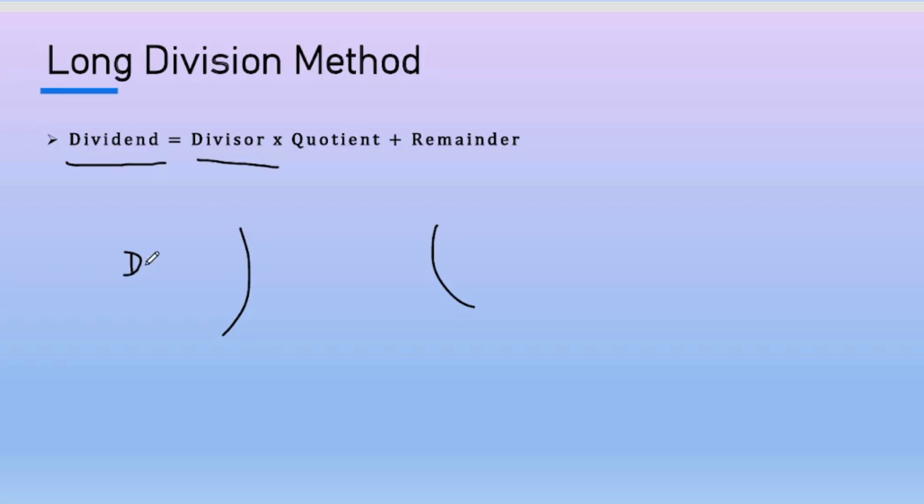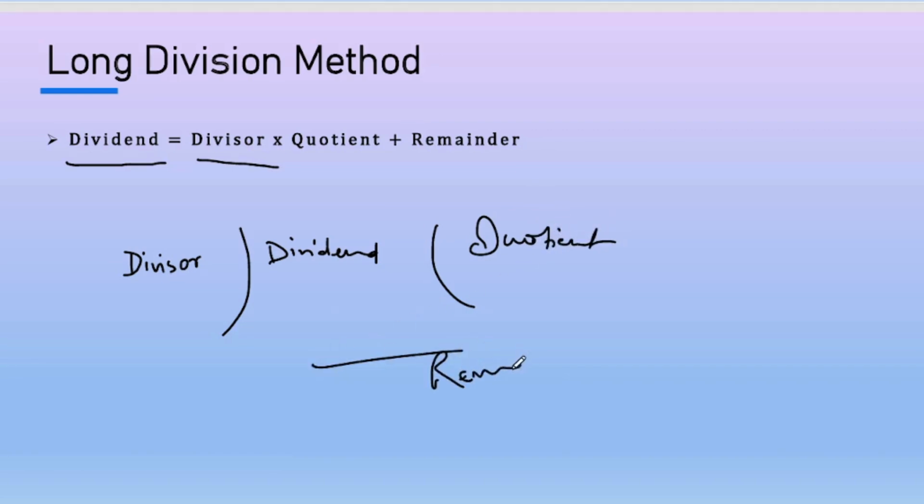The number which is on the left hand side is called divisor. The number where you are dividing into is called dividend. The number you get here is called quotient. And if there is any remainder, this is called remainder. Right? So this formula says that dividend, let's take the same example.